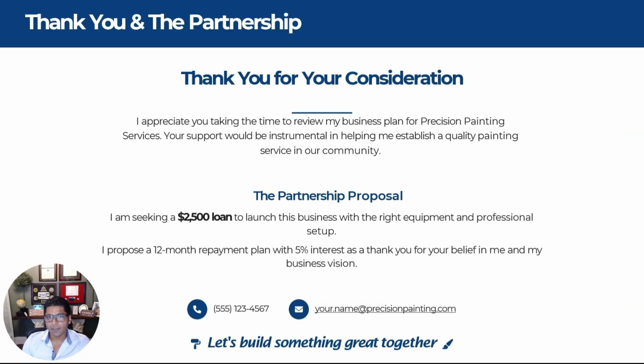And then at the end, you circle back, you conclude everything and say, today I'm asking for $2,500 from you. I'm going to pay you back over 12 months at 5% interest. You negotiate if you have to, and then hopefully you seal the deal. Then you have your money. You know exactly how you're going to spend it based on your budget.